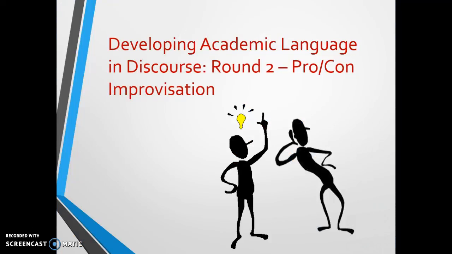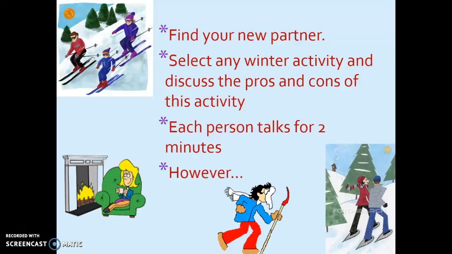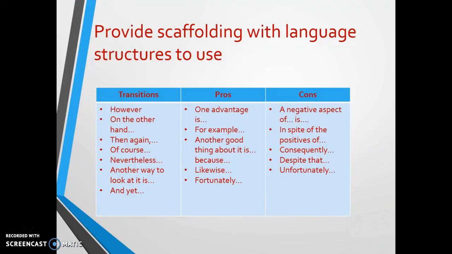And now I'm going to bump them up into a higher level thinking skills with a pro and con discussion. They're going to have to find a new partner, select any winter activity, and discuss the pros and cons. Now this time each person gets to talk for 2 minutes. But before I set them off on this, I need to give them some scaffolding. I need to give them some transition words or some language for the pros and cons that is level appropriate for the learners. However, one advantage is a negative aspect of.